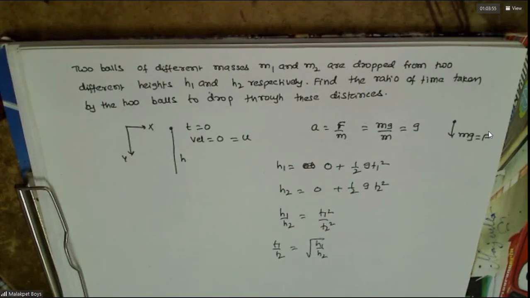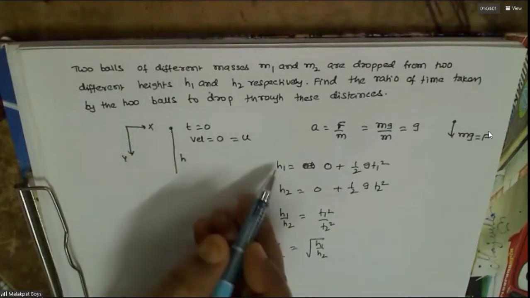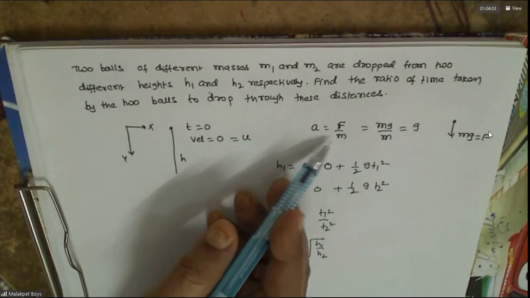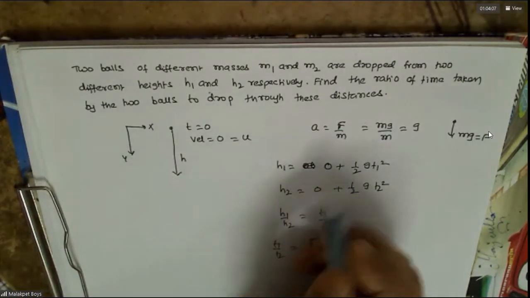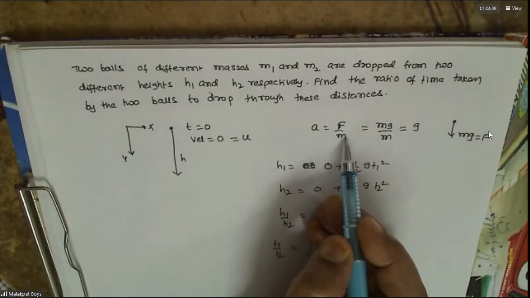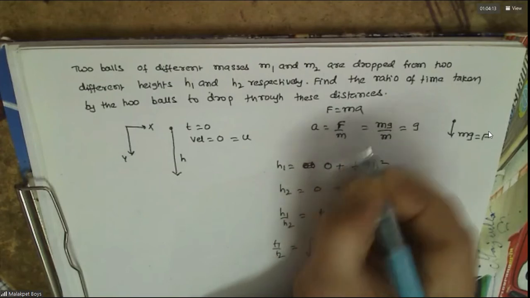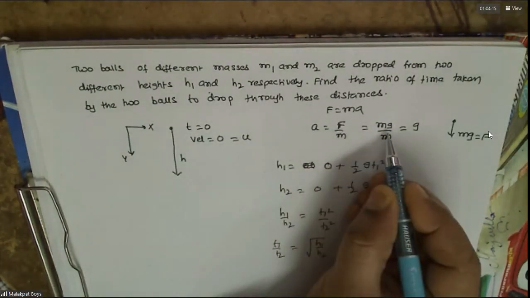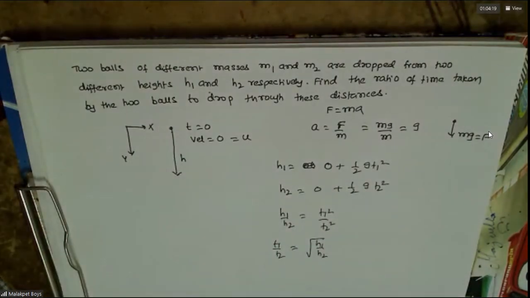Sir, I didn't understand the first step. What are you doing there? Acceleration equals force by mass. F is equal to ma, Newton told us, no? What is the only force acting on that? Gravity, mg. That means for both particles, acceleration is g. Understood this? Yes, sir.